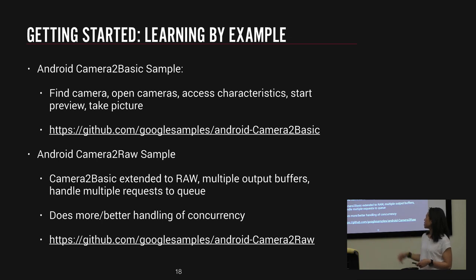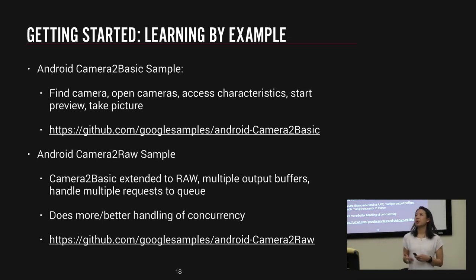The first one is the Camera 2 Basic sample, and it's pretty simple. You look for the cameras on the device, you pick one out, you open it up, start the preview, take some pictures with it, and save some pictures to file. There's another example that actually shows you RAW, so if you've been waiting for RAW support, that's the example project for you. It does RAW, but it also does some crazy things like trying to handle multiple requests very close together, and it does a lot better job at concurrency.